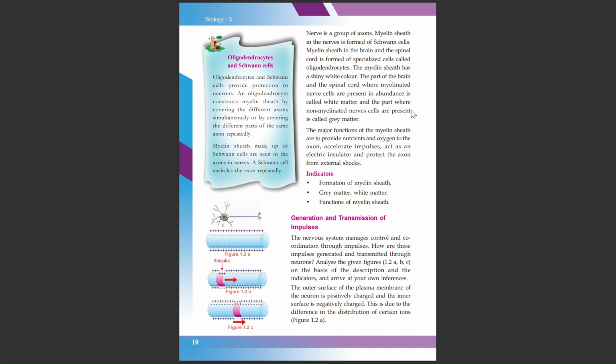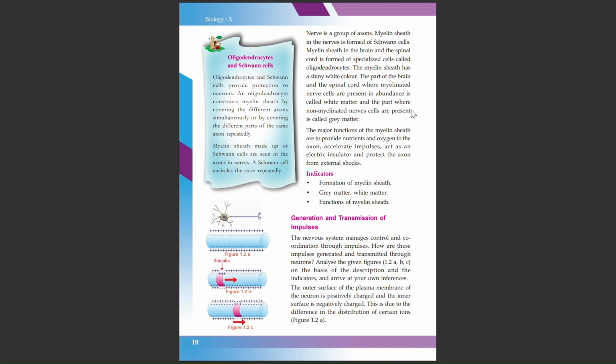So the myelin sheath, as I've already told, is present to protect the nerve cells. Here they're telling nerves are nothing but a group of axons. Okay, myelin sheath in the nerves is formed of Schwann cells. There, that round colored cell is there, no, that forms myelin sheath.